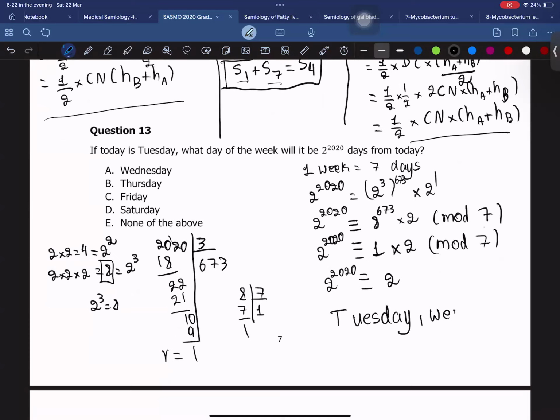So Wednesday is the next day, and Thursday is 2 days after Tuesday. So this is Tuesday, which means today. And the remainder 2 means that we have to add 2 days to today to get the day. So our answer is going to be Thursday.